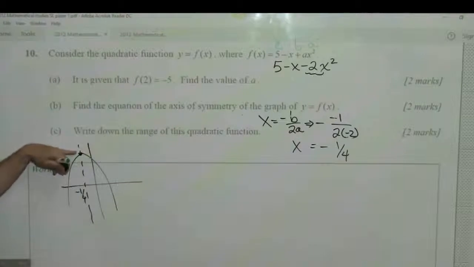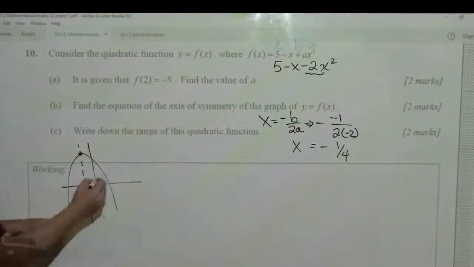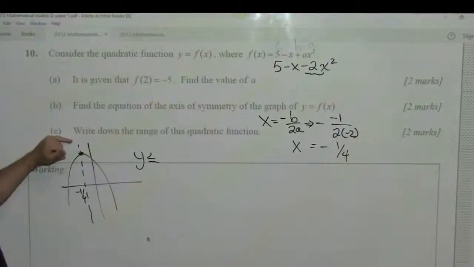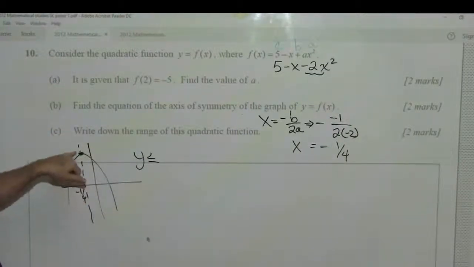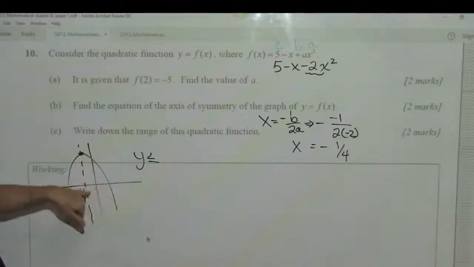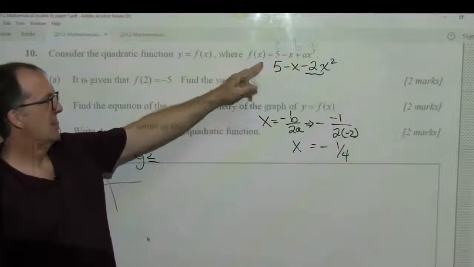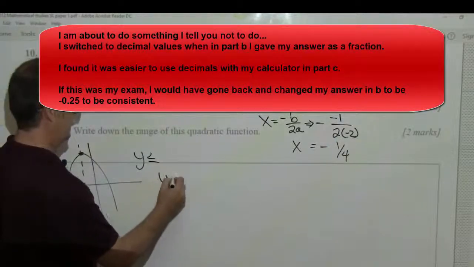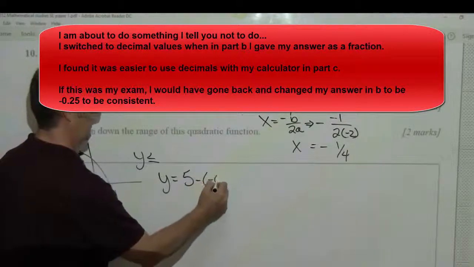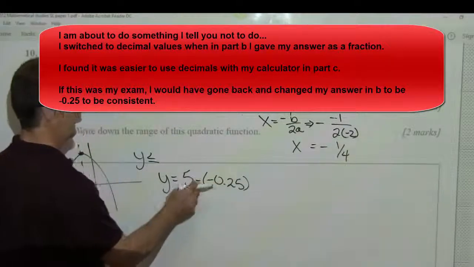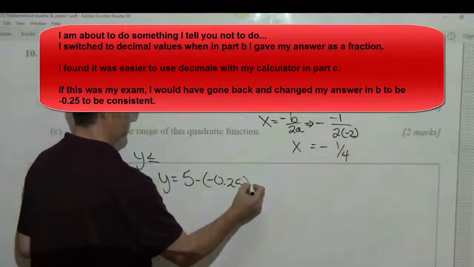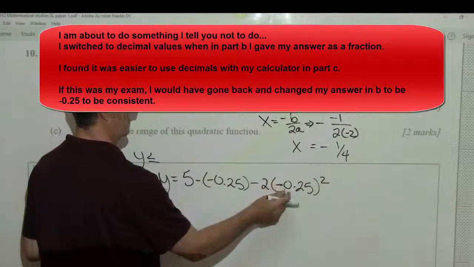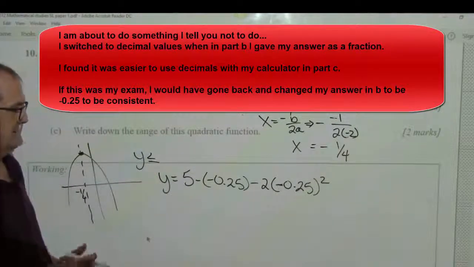And so the range is going to be from this point down. So I know the y will be less than or equal to whatever that maximum value is. To find this, I know that the x value is negative 1/4 where my maximum point is. So I'll just substitute negative 1/4 into the function and come out with the y value, and that will tell me what y is less than or equal to for the range. Just to make my life easier, I'm going to use the decimal value. Don't forget it's minus x, so it's minus negative 0.25. Don't forget to put brackets around this negative 0.25, otherwise your calculator will give you a negative answer.